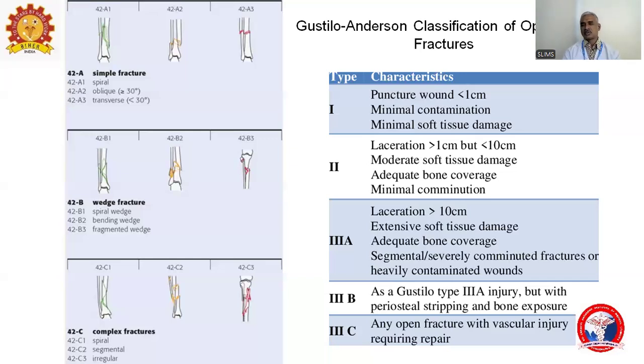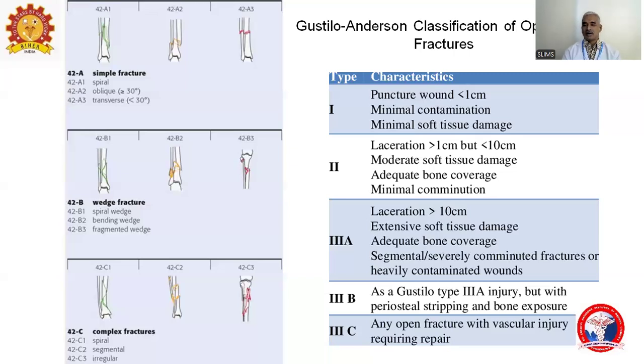Type 3, the wound may be of any size, more than 10 centimeters. Extensive soft tissue damage means the skin, the deep fascia, everything is torn, and you can see the open bone without any cover. But after thorough debridement, if you can do the coverage to the bone, the skin cover, it comes under 3A. Based upon the fracture pattern, segmental, severely comminuted fracture, or heavily contaminated, it all comes under 3A. What will be 3B?